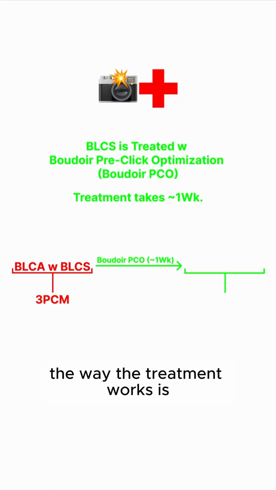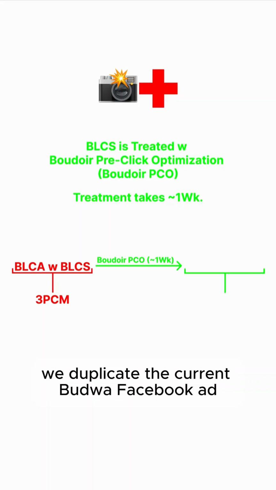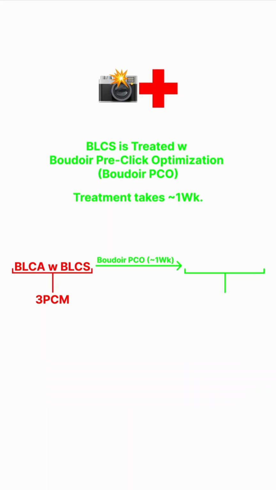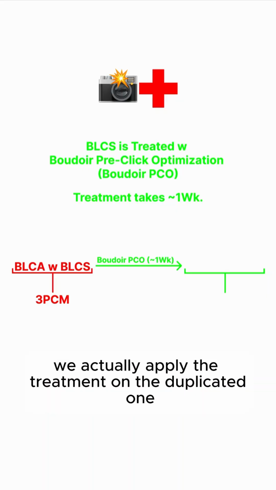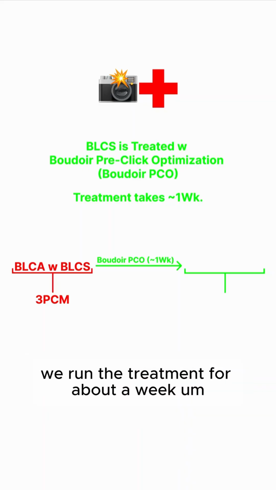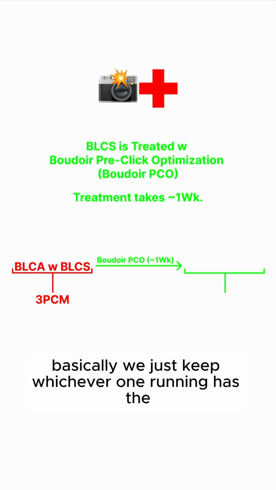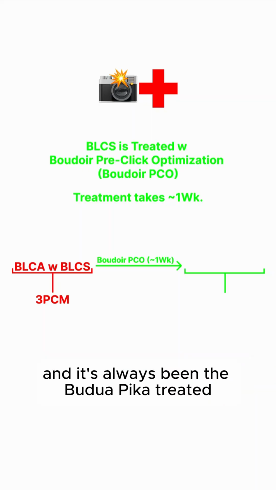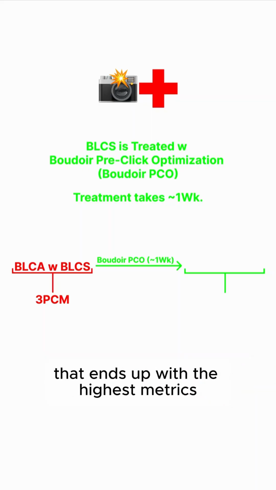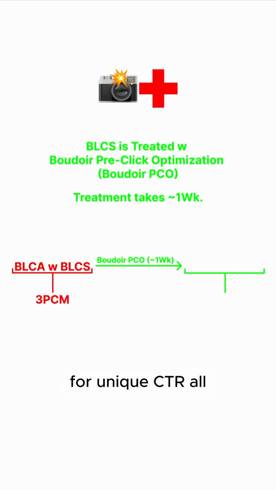The way the treatment works is we duplicate the current Boudoir Facebook ad, and we leave the original. And we actually apply the treatment on the duplicated one. We run the treatment for about a week. After about a week, we just keep whichever one has the highest metrics running, and it's always been the Boudoir Pico treated ad that ends up with the highest metrics for unique CTR all.